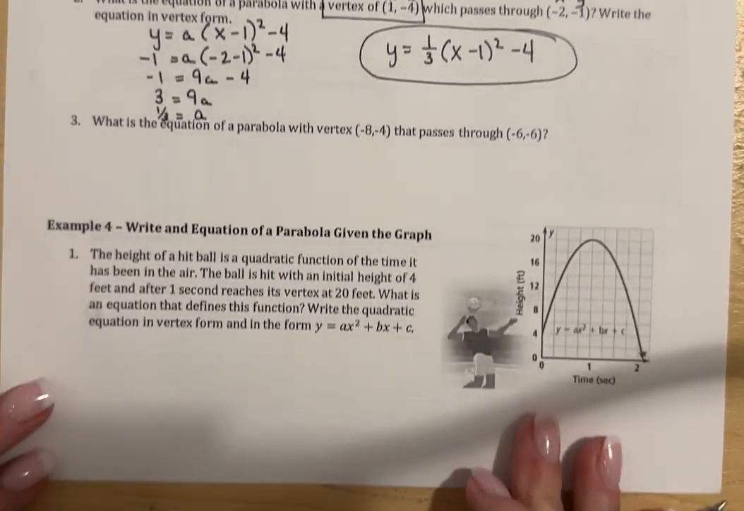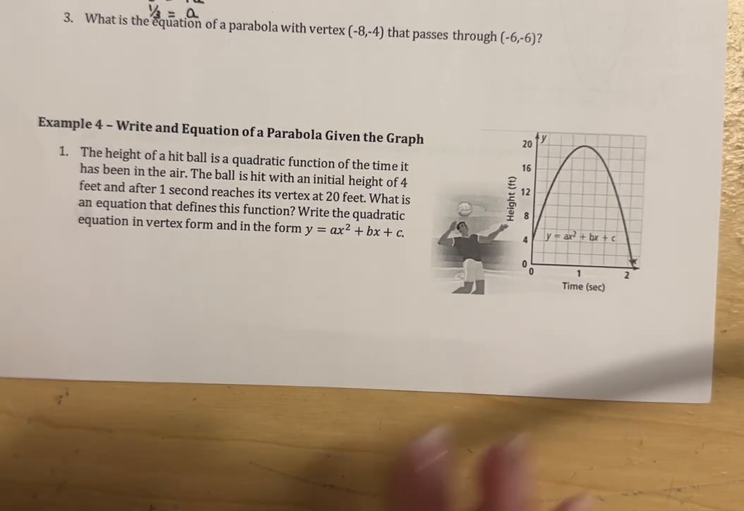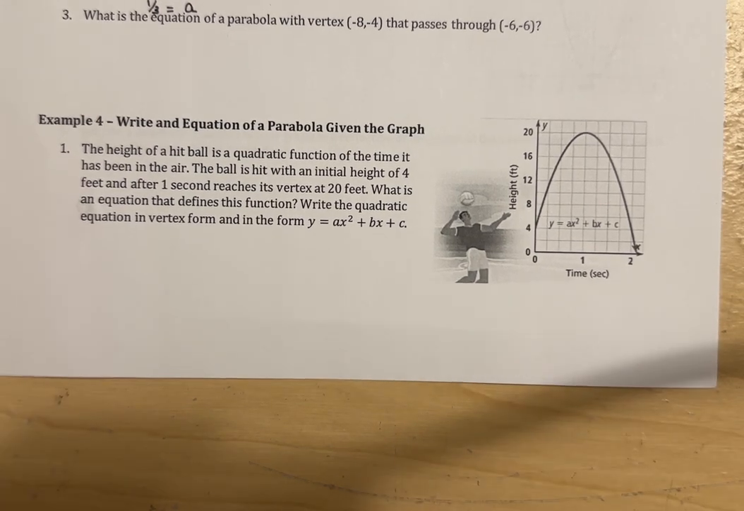Okay, let's slide on down to problem 4 using all the same stuff that we've been doing and a graph. So we have the height of a hit ball is a quadratic function, which you can see in the graph. The ball is hit with an initial height of 4 feet, which makes sense because someone's going to hit it, so they're at least 4 feet tall. It reaches a vertex at 20.